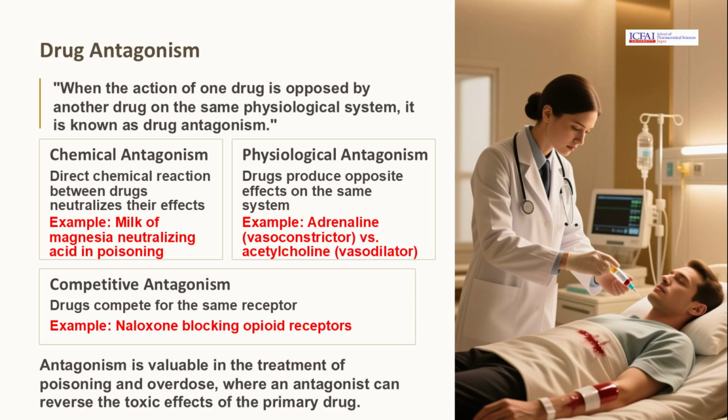Drug antagonism occurs when one drug opposes another's action. This can be chemical, physiological, or competitive, such as naloxone blocking opioid receptors. Recognizing antagonism is vital for managing drug interactions and optimizing therapeutic strategies.